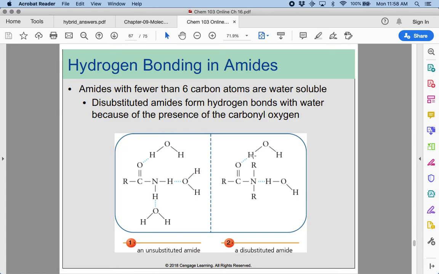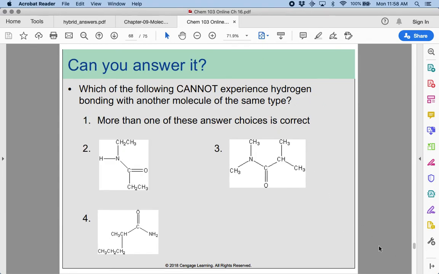So here again, we're just showing the water solubility of these compounds. Because an unsubstituted amide, where we have a lot of hydrogen present, can make a lot of hydrogen bonds with water, therefore would be very, very soluble. And then when we start getting some substitution going on, where those hydrogens are replaced by R groups, we still have some hydrogen bonding going on with water, but not nearly as much as we did with the unsubstituted. So go ahead and try and answer this question.